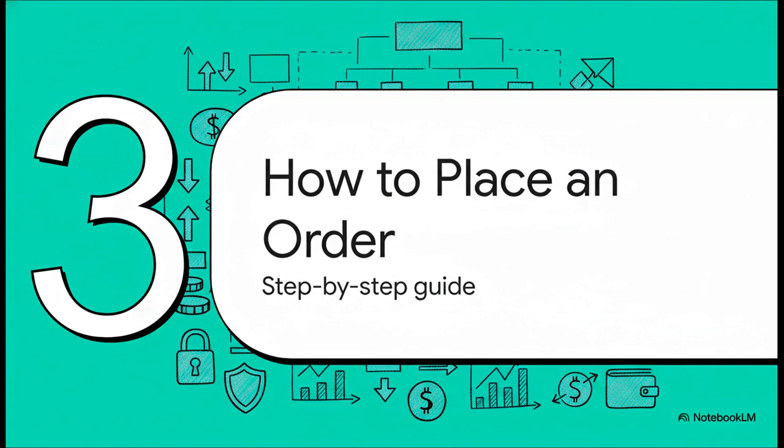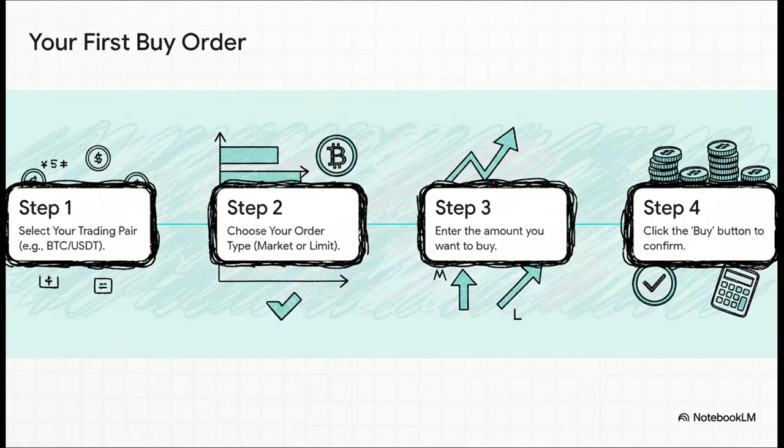We're going to put all this knowledge together and walk through step by step how you place your very first order. Ready? Believe it or not, it's just 4 simple steps. Step 1, pick your trading pair. That sounds technical, but it just means what do I want to buy and what am I paying with? So, for example, you might want to buy Bitcoin with USDT. That's your pair. Step 2, choose your order type. We'll get more into that in a second. Step 3, type in how much you want to buy. And step 4, well, you click the big buy button. That's really all there is to it.